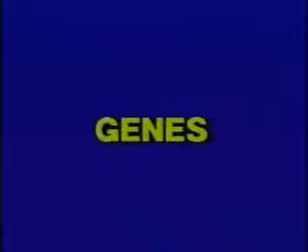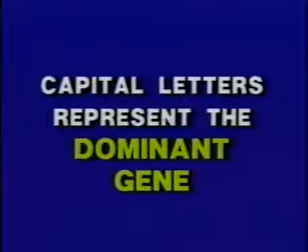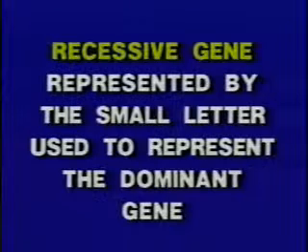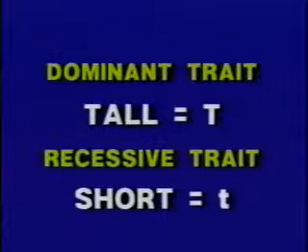Today, scientists call these factors genes, and they represent genes with symbols. Capital letters are always used to represent the dominant gene. The recessive gene is represented by the small letter of the same letter used to represent the dominant gene. Since the dominant trait in the pea plant, tallness, is represented by a capital T, the recessive trait of shortness is represented by a small t.